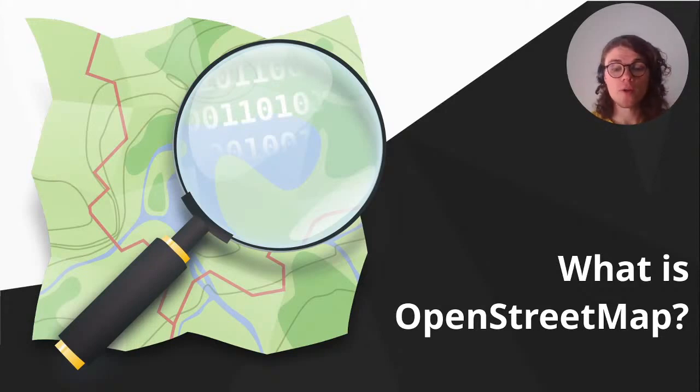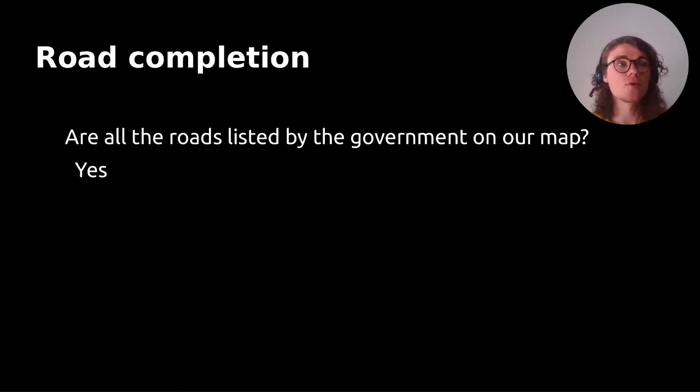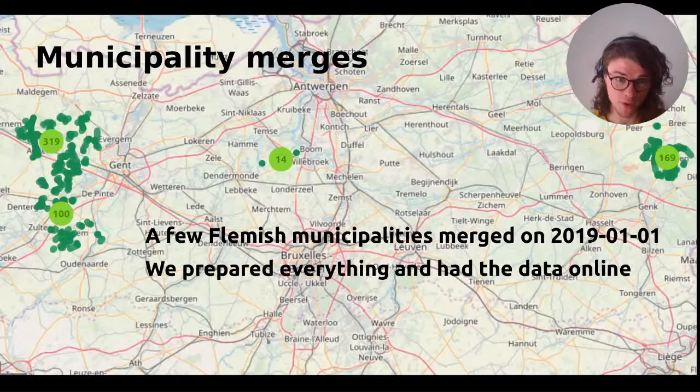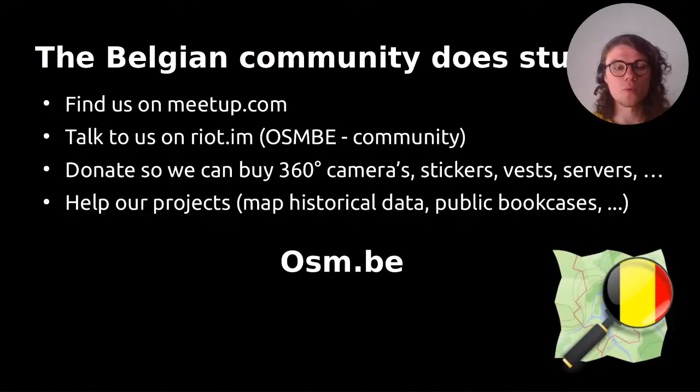There is even more. OpenStreetMap is also the community. This is a picture of a few years back. Quite a few of these people are coaches. It's also a very old picture. I should update this soon. In Belgium, we do quite a few projects to check for completeness of OpenStreetMap. Also, we were very prepared for the municipality mergers in 2019. On OpenStreetMap, we had the new road names, we had the new municipality names when they merged. We do mapathons, we do OpenStreetMap code, we do a lot of stuff. In non-corona times, we do physical meetups, we have a chat channel, we have several projects, so come around and get in touch.